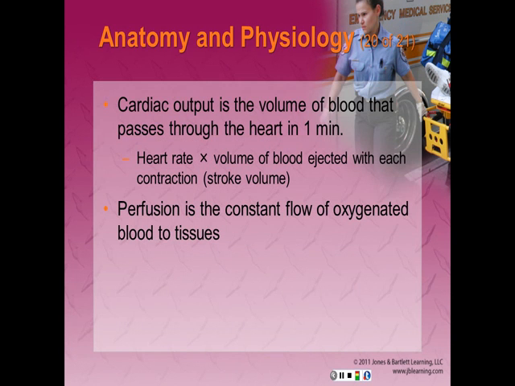Cardiac output is defined as the volume of blood that passes through the heart in 1 minute. This is calculated by multiplying the heart rate by the volume of blood ejected with each contraction, and that's called stroke volume. In the field, stroke volume can be roughly determined by the strength of the patient's pulse. And perfusion is the word used to describe the constant flow of oxygenated blood to the tissues.